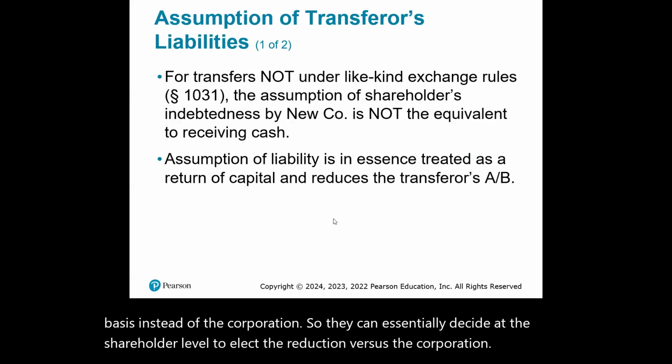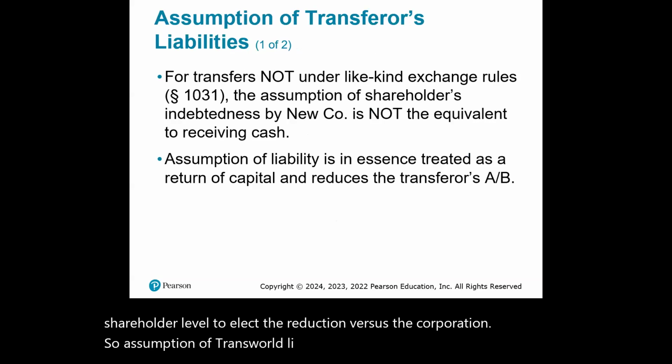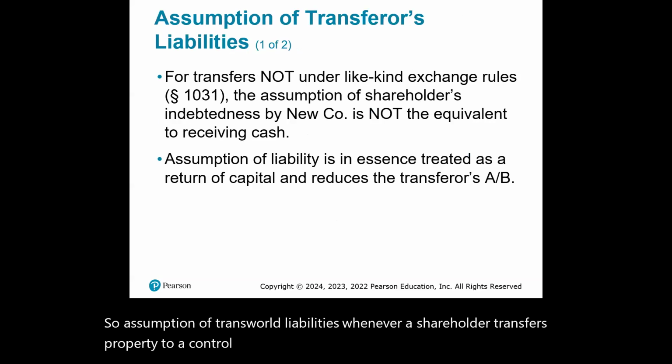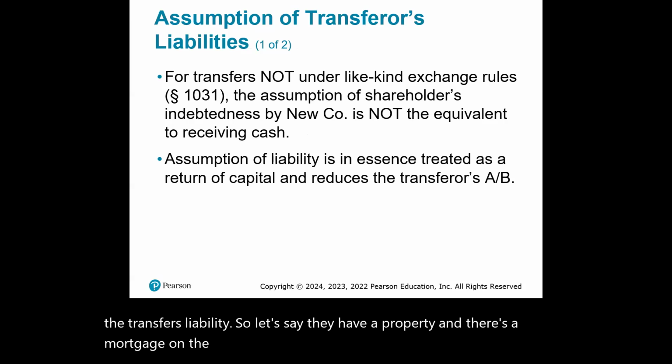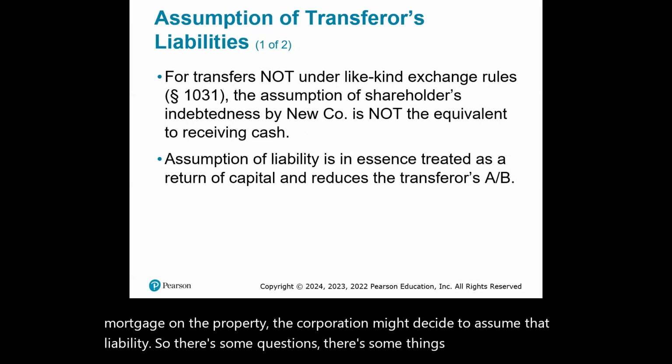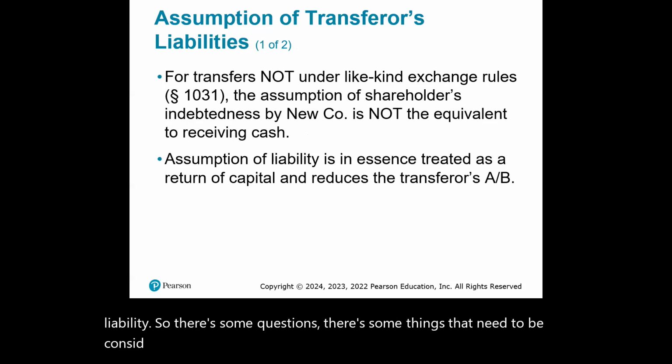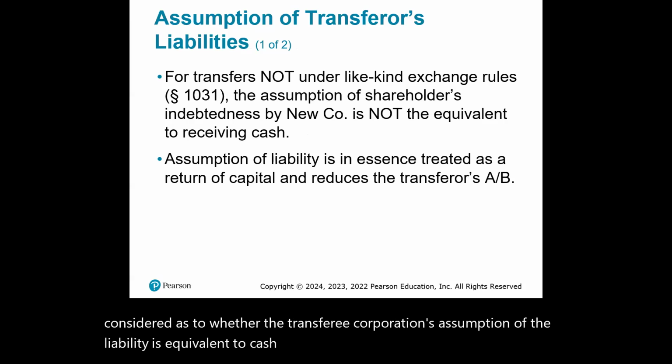So assumption of transferor's liabilities. Whenever a shareholder transfers property to a controlled corporation, sometimes a corporation will assume the transferor's liability. So let's say they have a property and there's a mortgage on the property, the corporation might decide to assume that liability. So there are some things that need to be considered as to whether the transferee corporation's assumption of the liability is equivalent to cash. Should it be treated as boot?